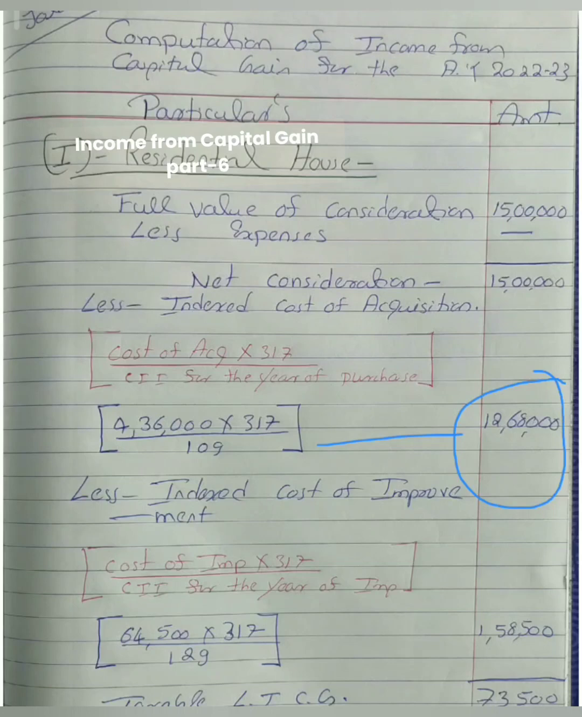12,68,000. Less: indexed cost of improvement. Here improvement is also given. Indexed cost of improvement formula: cost of improvement into 317 divided by CII for the year of improvement. So here, 64,500 into 317 divided by 129. After simplification, this indexed cost of improvement result is 1,58,500. Then the taxable long-term capital gain in case of the residential house is 73,500.